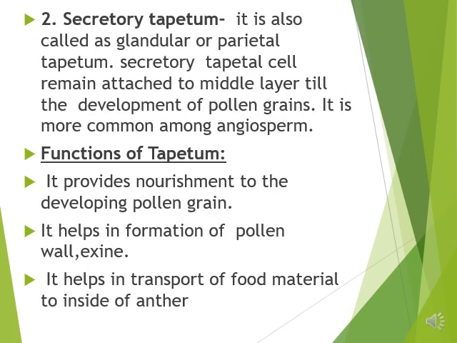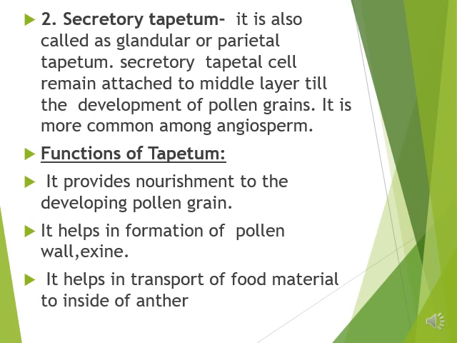Now the second type of tapetum is called secretory tapetum. It is also called glandular or parietal tapetum. As by its nature it helps in secretion, that's why it is called secretory tapetum. The secretory tapetal cells remain attached to the middle layer till the development of pollen grains. It is more common among angiosperms.